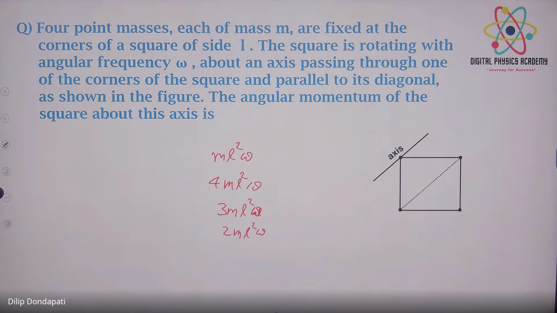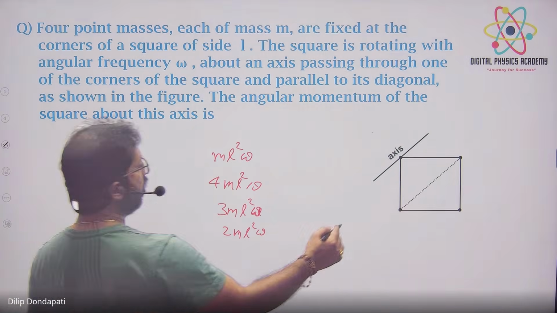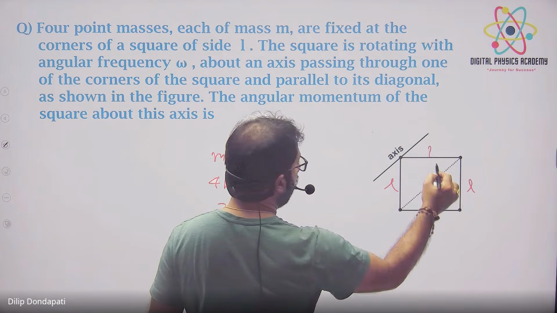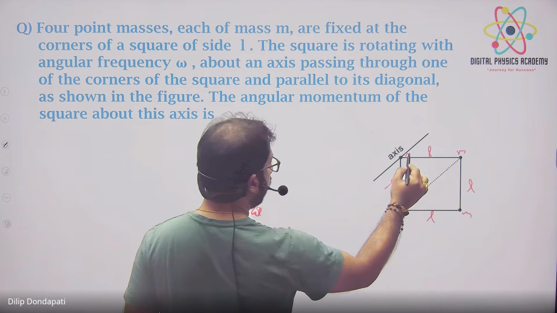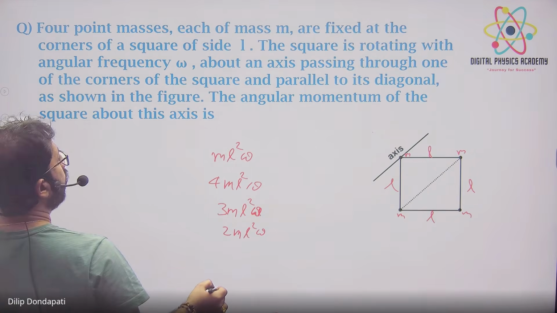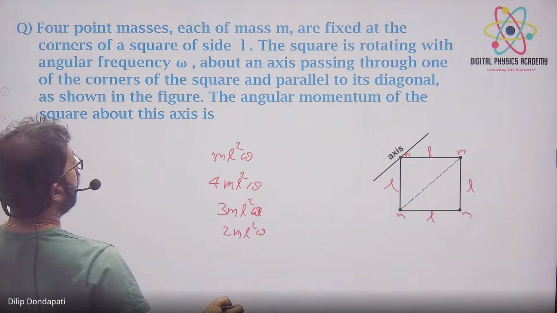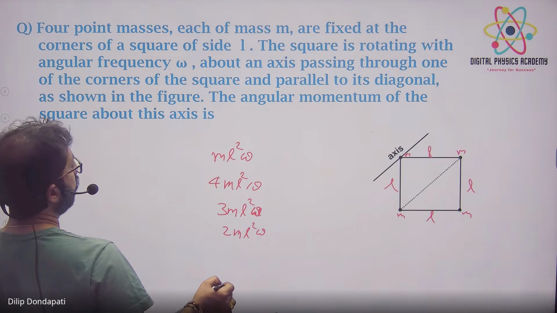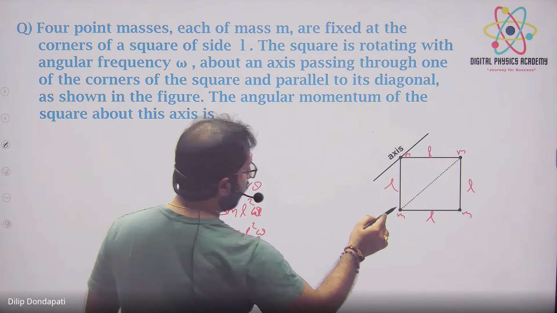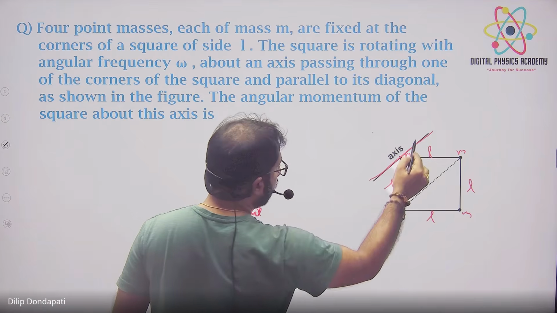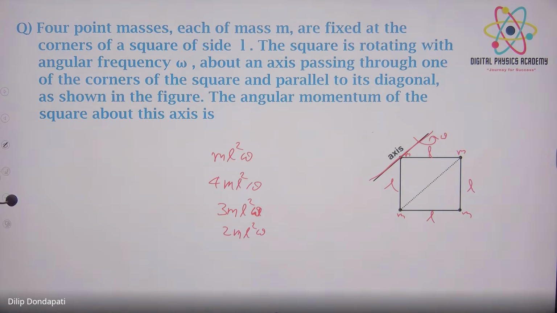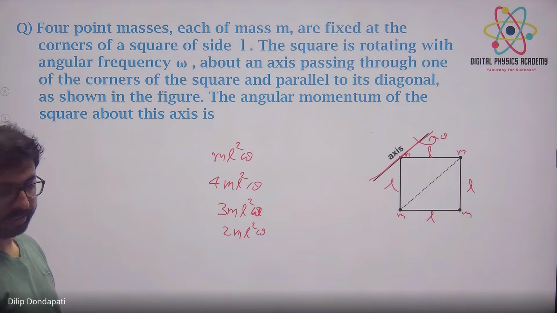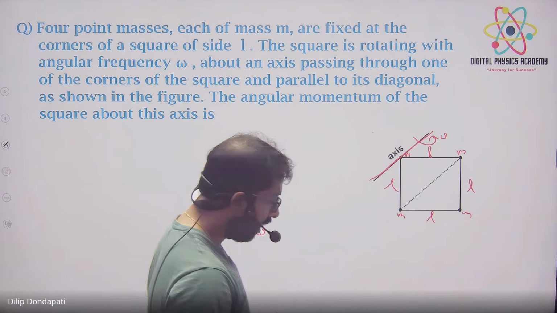Question शुरू. 4 point masses of mass m are fixed at the corners of a square of side L. All are mass m, m, m, m. The square is rotating with the angular frequency omega about the axis passing through one of the corners of a square parallel to the diagonal. देखो, diagonal के parallel है, axis is rotating like this. The body is rotating about this. The angular momentum of the square about this axis is? Angular momentum चाहिए.